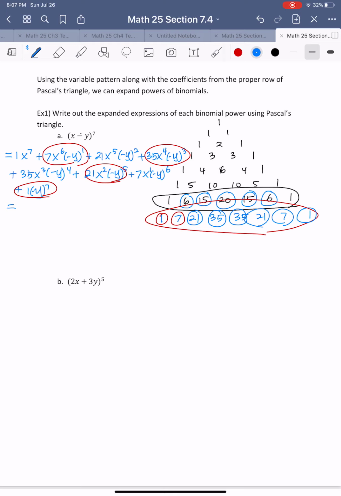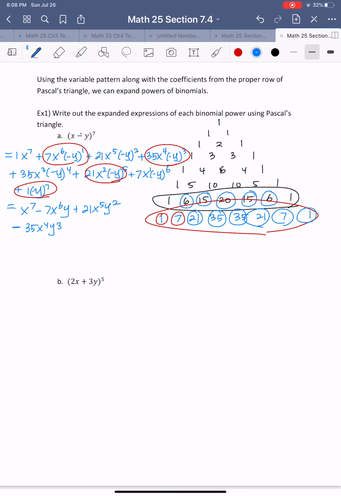So in here, 1 times x to the 7 is x to the 7, and then this negative comes out, okay, because positive times negative is negative. And then you got 7x to the 6 y. And then this negative becomes positive because it's squared. So positive 21x to the 5th y squared. And negative, because this negative is to the third power, you got 35x to the 4 y cubed.